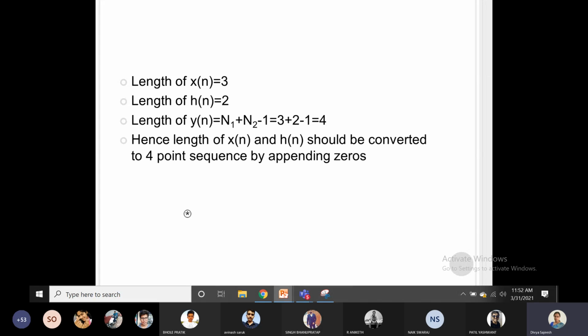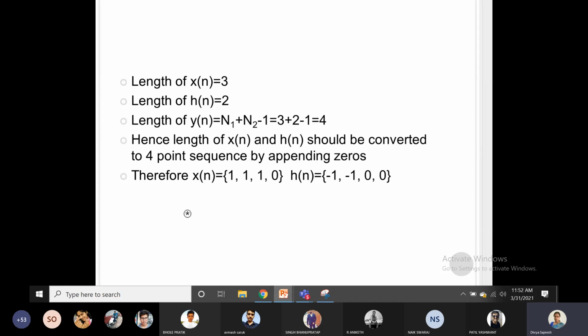That means I will add zeros at the end. That means now x of n will change to 1, 1, 1, 0. You need to insert only one 0 to make it 4, whereas h of n, we need to insert 2 zeros at the end to make it 4. So I hope now all of you understood.